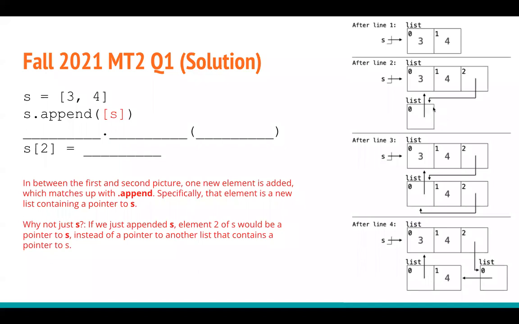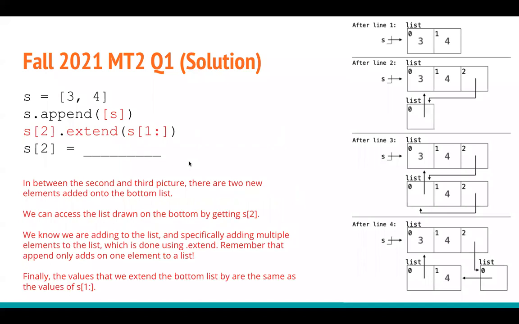Well, we see that our new list we created suddenly has 2 new elements. One of them is 4, and one of them is a pointer back to this new list. When you see that we've added 2 elements at the same time, you know that we can't be using append here because append only adds a single element. This should tell us that we have to use extend, because extend allows us to add multiple elements at the same time.